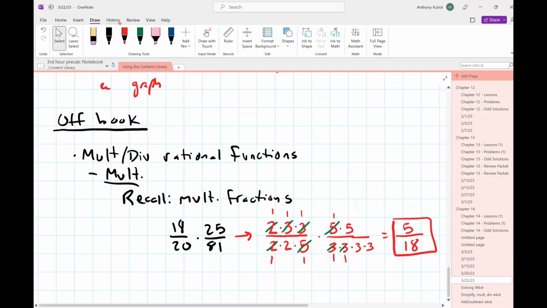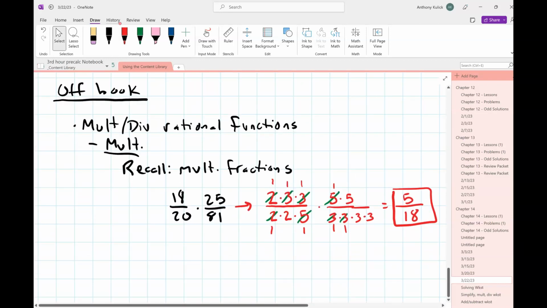Yes, Bella? For 18, why would you do just 6 times? Yep. So you could have thought of it as 2 times 9 or 6 times 3, but neither 6 nor 9 are prime. I wanted to make sure I had prime factors, just so I didn't miss anything. And that's going to become even more important when we deal with rational functions.